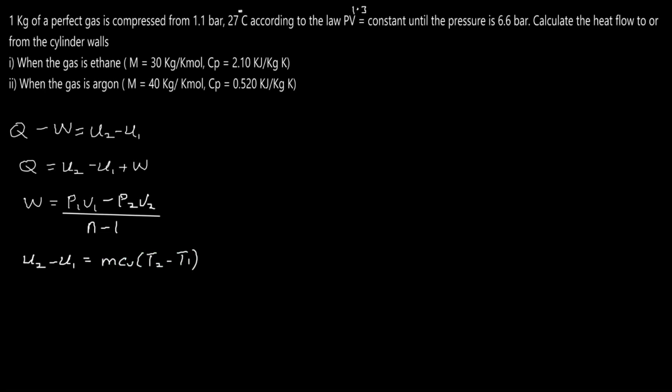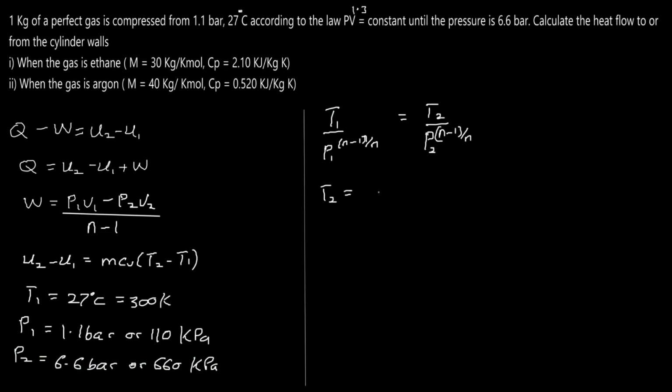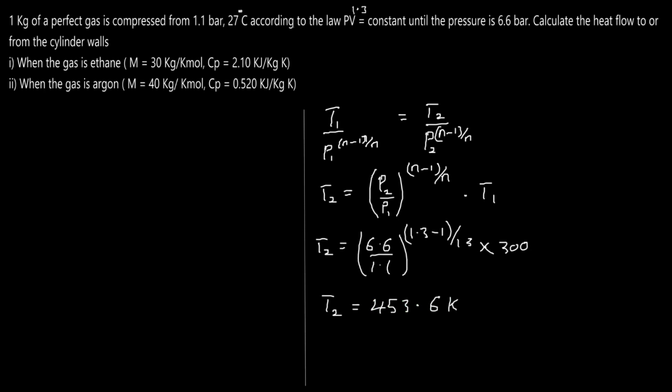For both gases, T1 equals 27 degrees Celsius or 300 Kelvin, P1 equals 1.1 bar or 110 kilopascals, and P2 equals 6.6 bar or 660 kilopascals. Using the PT relationship, we can obtain T2, and from this we get T2 as 453.6 Kelvin.